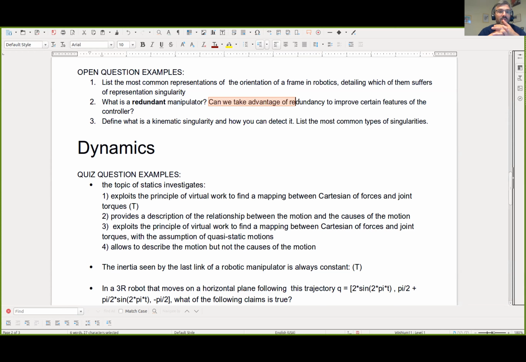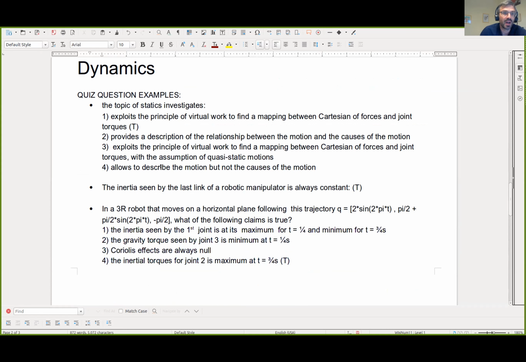Define what is a kinematic singularity. Whenever, for example, the Jacobian loses rank. The more definition you put, the better. There's a slide about singularity with four or five things, for example, that the joint velocity increases close to singularity. These are the most common types of singularities, like the boundary or the internal one. You can even provide examples here.